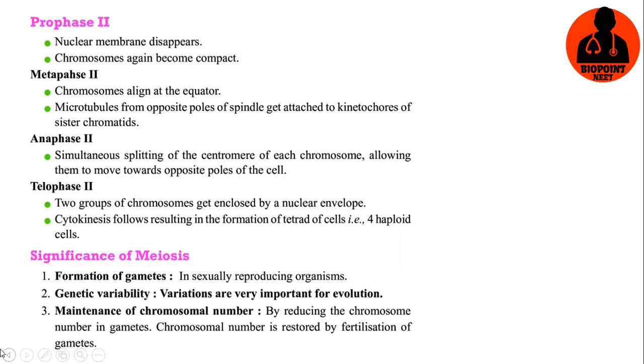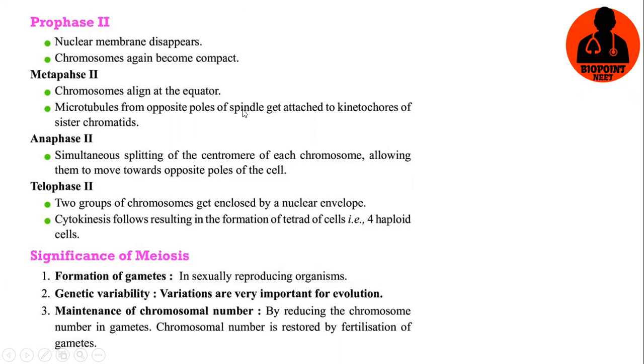In metaphase 2, the chromosomes align at the equatorial plate and get attached to the kinetochores of sister chromatids, same as in mitosis. In anaphase 2, the centromere of each chromosome splits, allowing them to move towards opposite poles of the cell. In telophase 2, two groups of chromosomes get enclosed by nuclear envelope. Cytokinesis follows, resulting in formation of a tetrad of cells, that is four haploid cells.